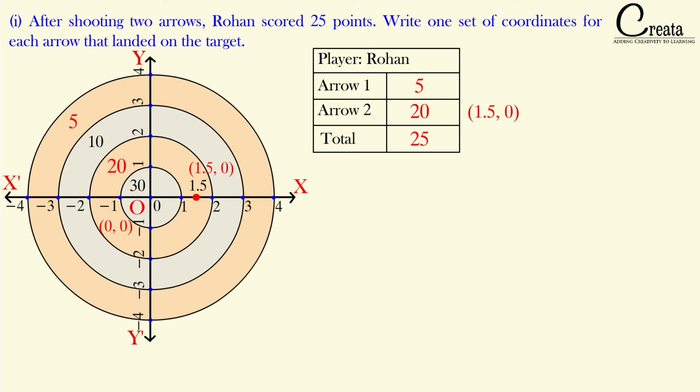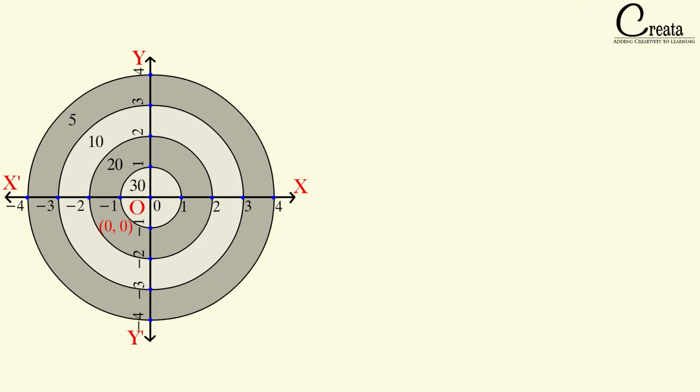For the second arrow, let's assume it landed in the 5-point zone, specifically at the center point between 3 and 4. Just for simplicity, let's take this point as 3.5 units with respect to 0. So its x coordinate will be 3.5, and the y coordinate is 0. So we got the coordinates of this point as (3.5, 0). You can take anything, 3.2, 3.4, 3.7, whatever you like, but that coordinate should be in this zone. So we are done with part 1. Let's move to part 2.